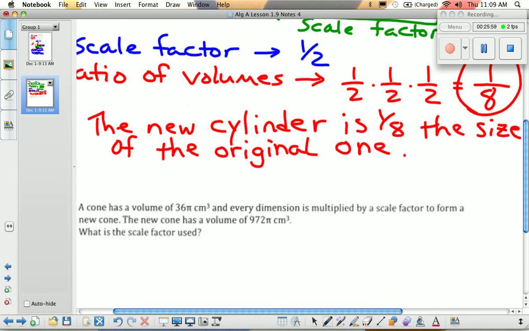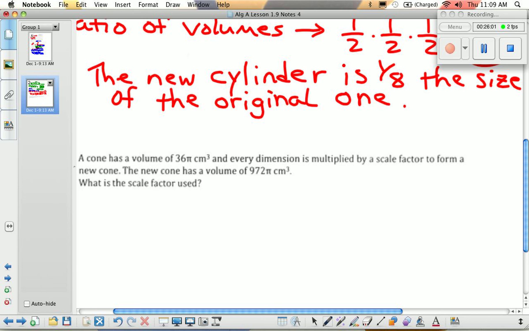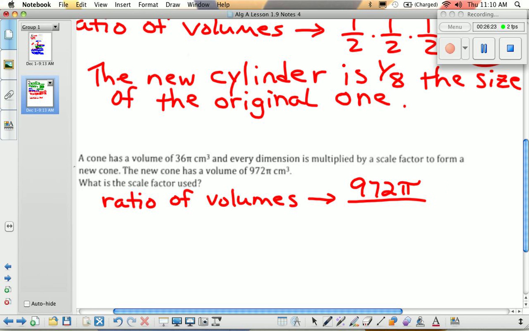Well, do you remember how do we find the scale factor? Well, first of all, let's talk about setting up a ratio of volumes. So let's find the ratio of volumes first, because there's something we know that we can do after that. What goes upstairs, new or old? New. The new. So 972 pi goes upstairs, the new. And what goes downstairs? The old, which is 36 pi.